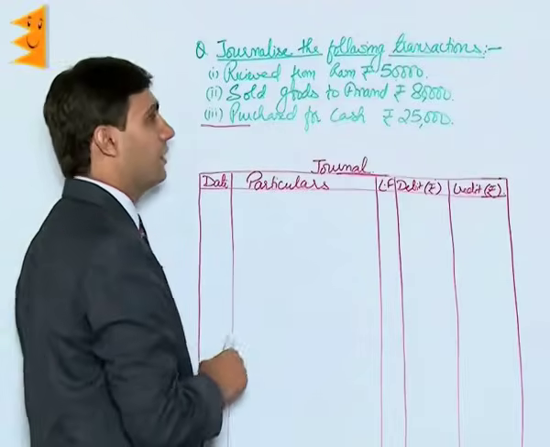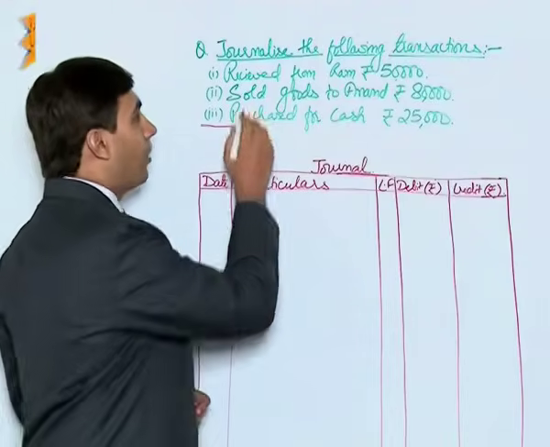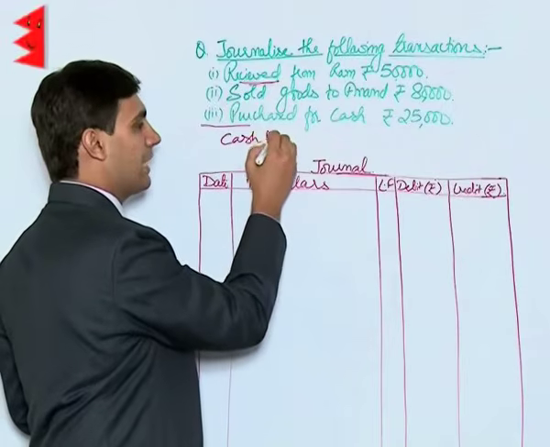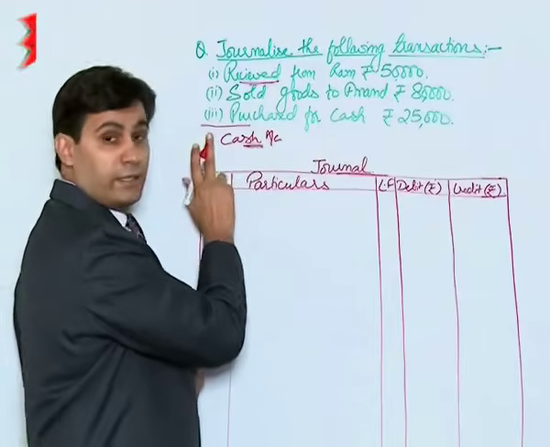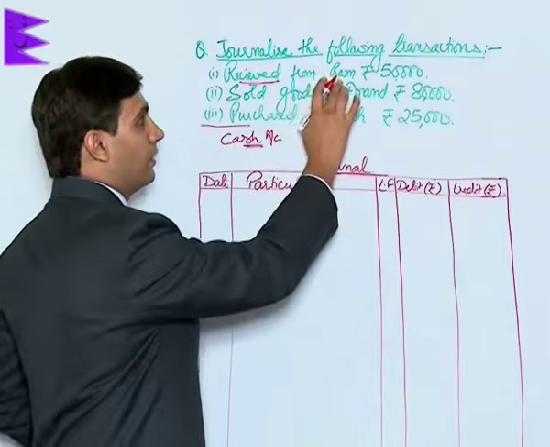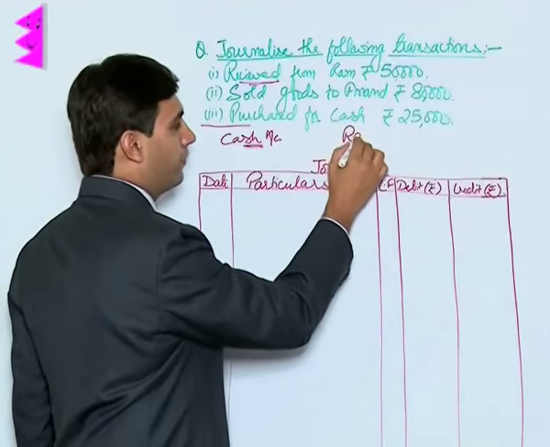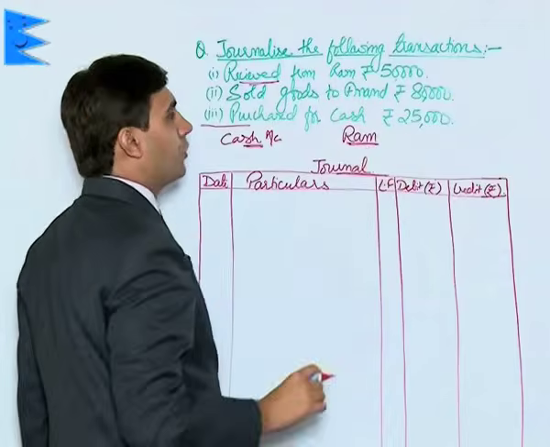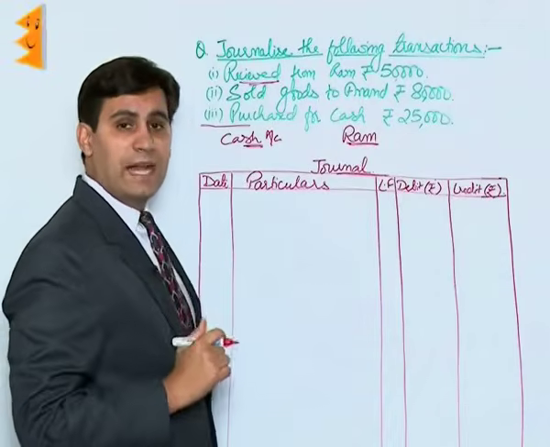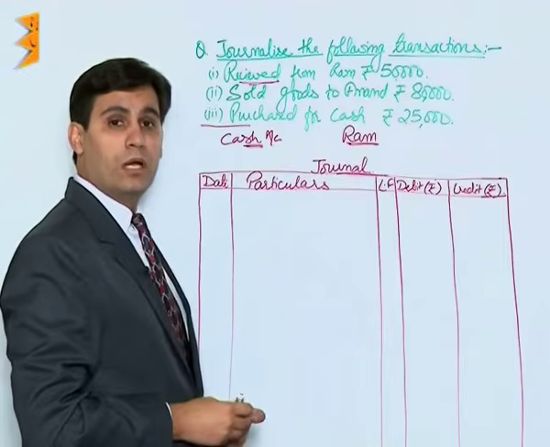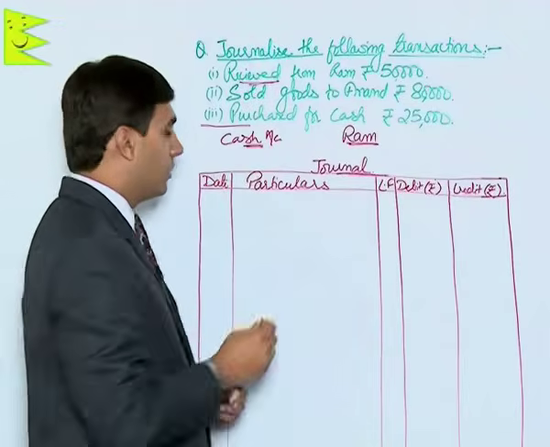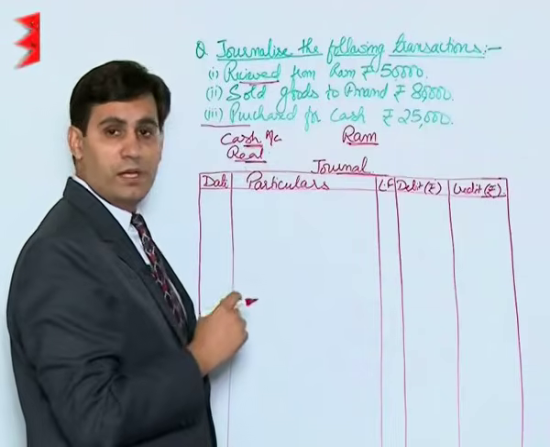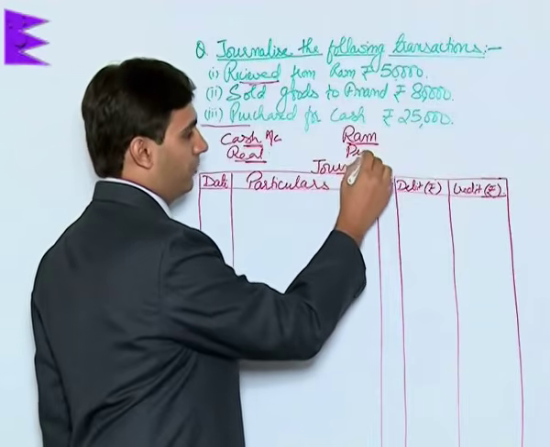So for first transaction, received from Ram, what would we have received? We would have received cash. So one account involved here is cash account. Mind it, it is just your working here. We are receiving this cash from Ram. Now students, we must understand and analyze what is the nature of these two accounts. Cash is an asset, so it is a real account. Whereas Ram, it involves a name, it is a personal account.